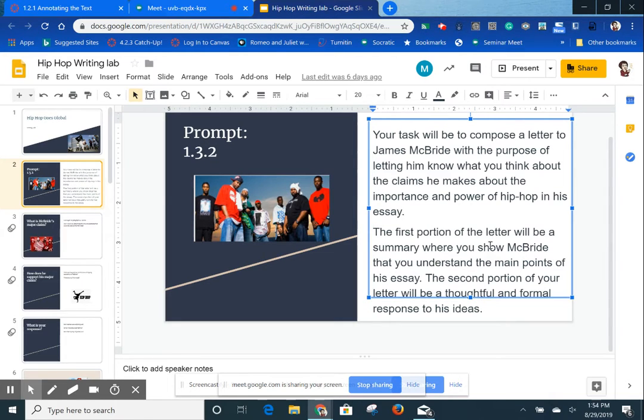The first portion of the letter will be a summary where you show McBride you understand the main points of his essay. Now, here's how I interpret that. You don't need to tell him all the details because he already knows them. Instead, it just becomes your interpretation of his major claim. And especially with the 3 sentences there that we've identified in paragraph 8, you need to paraphrase that into your own words.